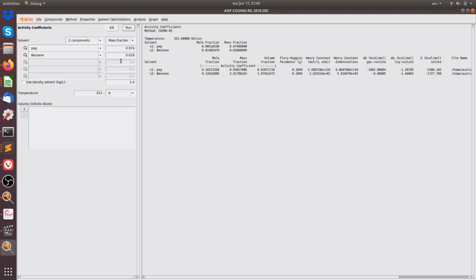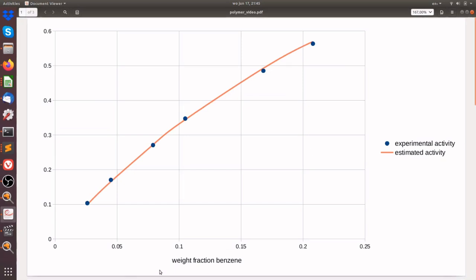So you can do this, and as I mentioned, I have a system that I compared to the experimental values of, so I will show you the results of that quickly. This is by weight fraction benzene. Here's our first data point here. This is the activity on the y-axis versus the weight fraction of benzene on the x-axis. The experimental points are given in blue, and our estimated points are represented by this orange line here. So you see there's extremely good agreement with experimental values for this system.